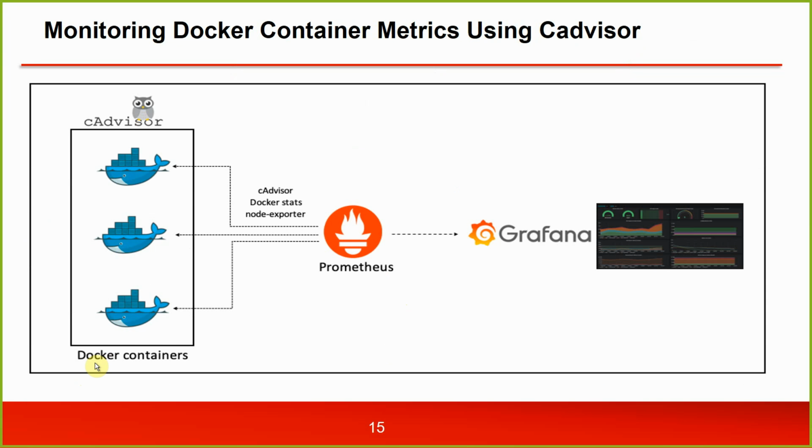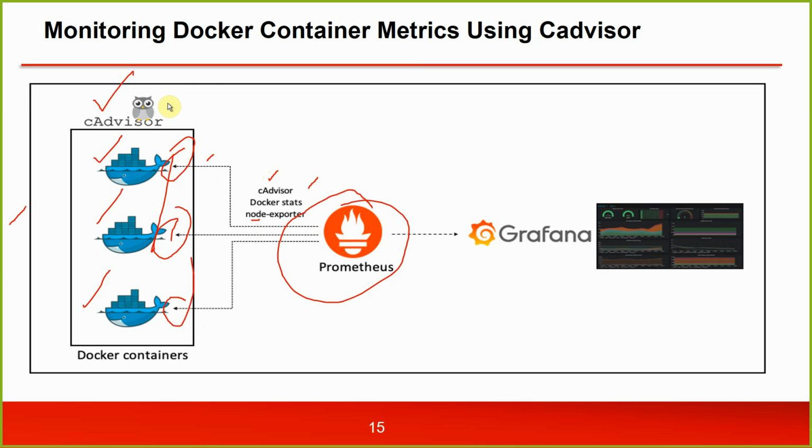Monitoring Docker container metrics using cAdvisor. cAdvisor will monitor all your containers. Container advisor, so Docker containers are running. cAdvisor, Docker stats, and node exporters will make the data available to Prometheus. Prometheus will go and scrape these targets based on cAdvisor. So cAdvisor makes the data available for Prometheus to scrape, to monitor.